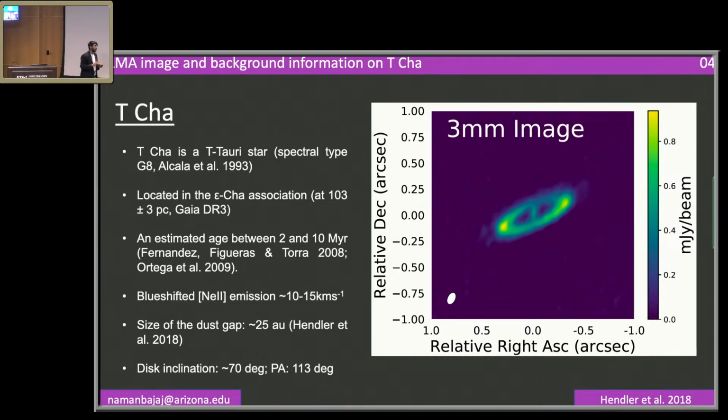And if neon-2 is tracing that wind, then we should be able to resolve it with MIRI MRS. But if we do not resolve this neon-2 emission in Teacher, then that would mean that it is actually tracing MHD disk winds and not photoevaporative disk winds. So that is the hypothesis that we have here. Teacher has a disk inclination of 70 degrees, so almost an edge-on disk, and a position angle of 113 degrees calculated from the north.